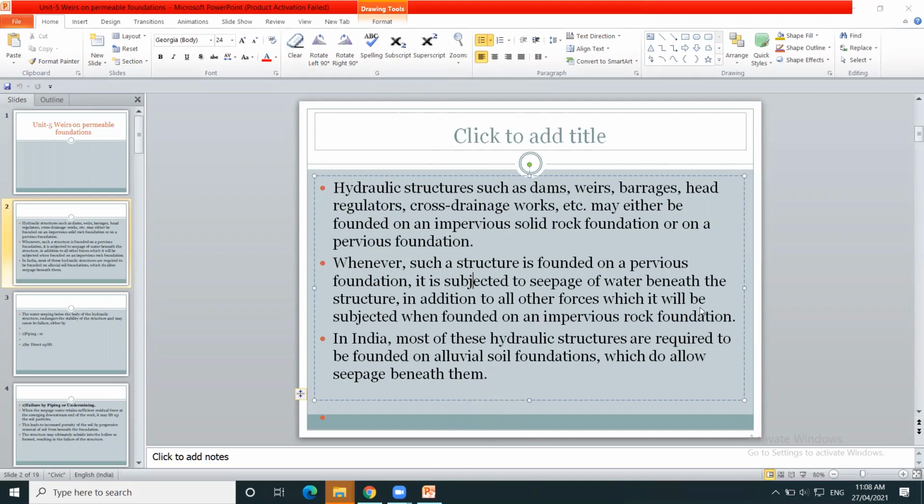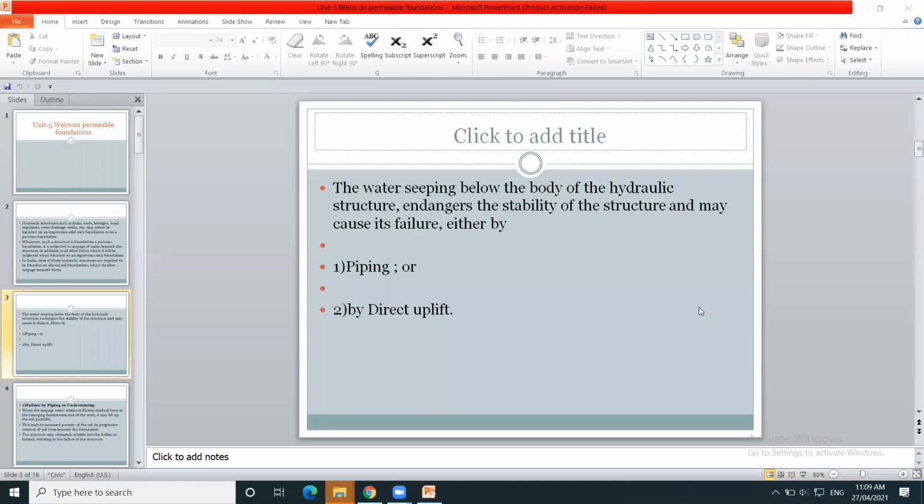Due to this seepage, as you have seen in the earthen dam and gravity dam, failure of the earthen dam may occur due to seepage failure. Water seeps below the body of the dam or any type of hydraulic structure.